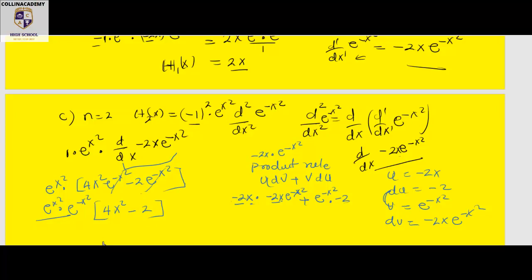That tells us that our answer, H2(x), the solution of this, will be 4x squared minus 2. And you must remember this one, it will be so important. We're going to use it because this is our d2/dx2.